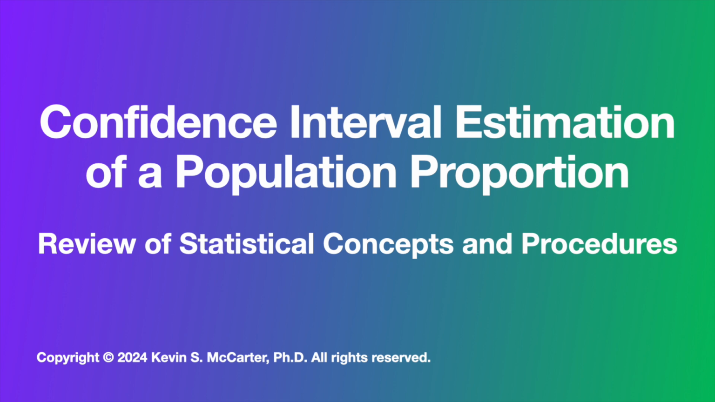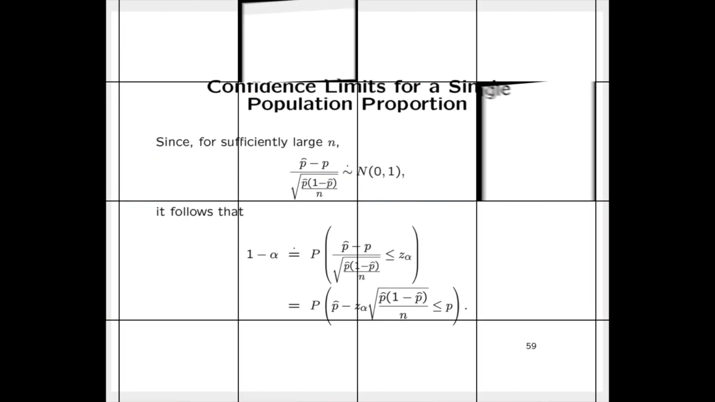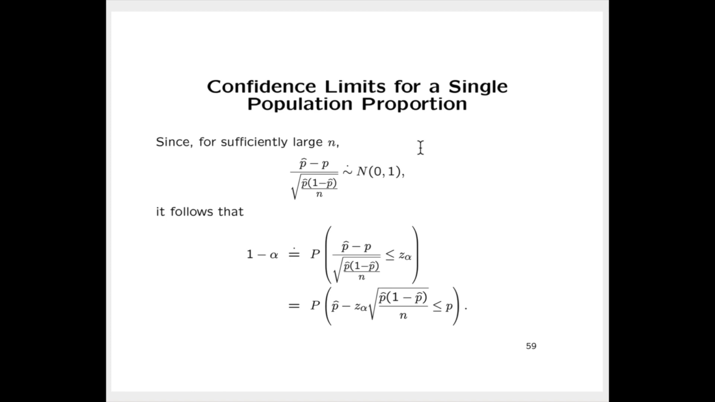Now, in this next subsection, we're going to be looking at how to construct confidence limits and two-sided confidence intervals for a population proportion. We know that for large n, the standardized version of p hat, so p hat minus the mean of its sampling distribution, which is p, divided by its estimated standard error (it's estimated because we have estimated values of p in the denominator), is approximately standard normal for sufficiently large sample sizes.